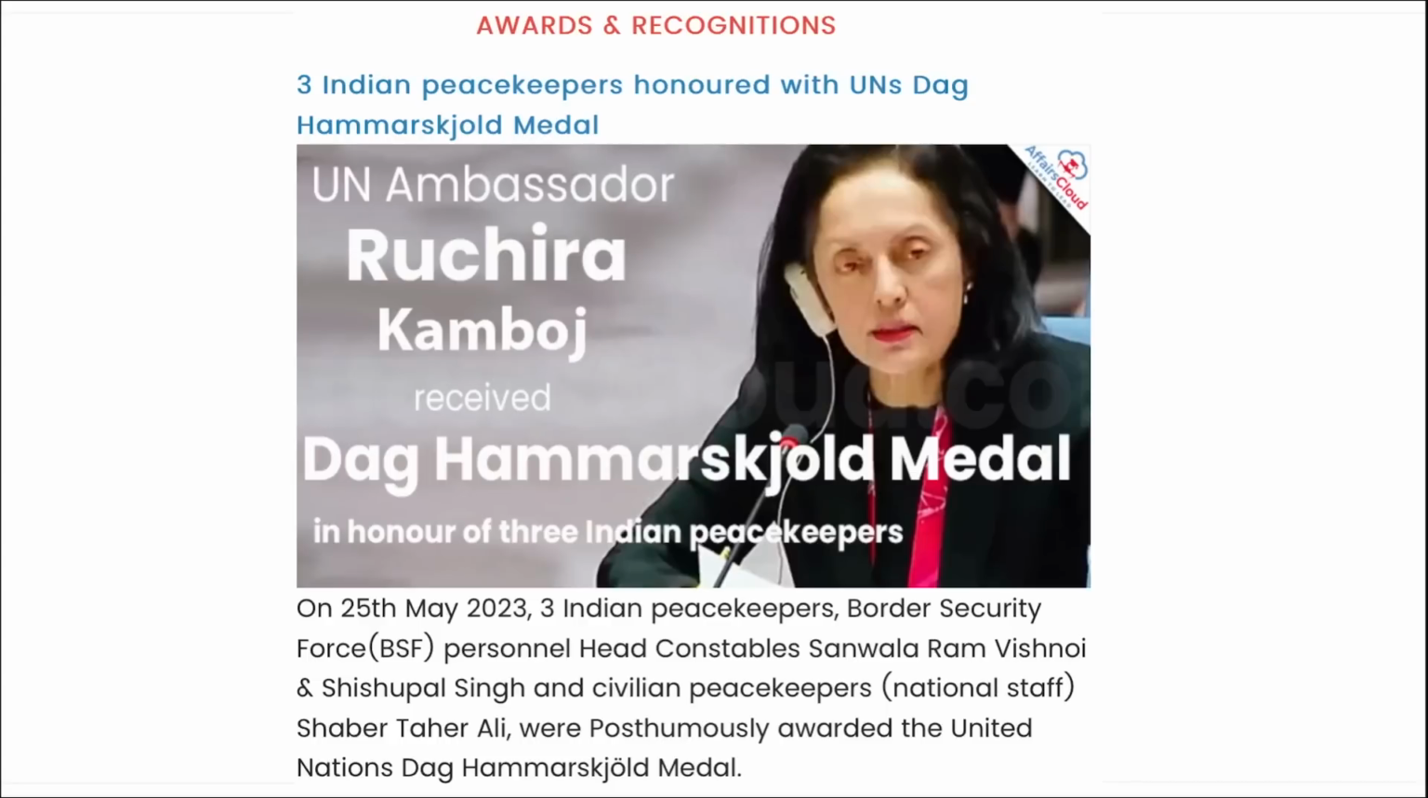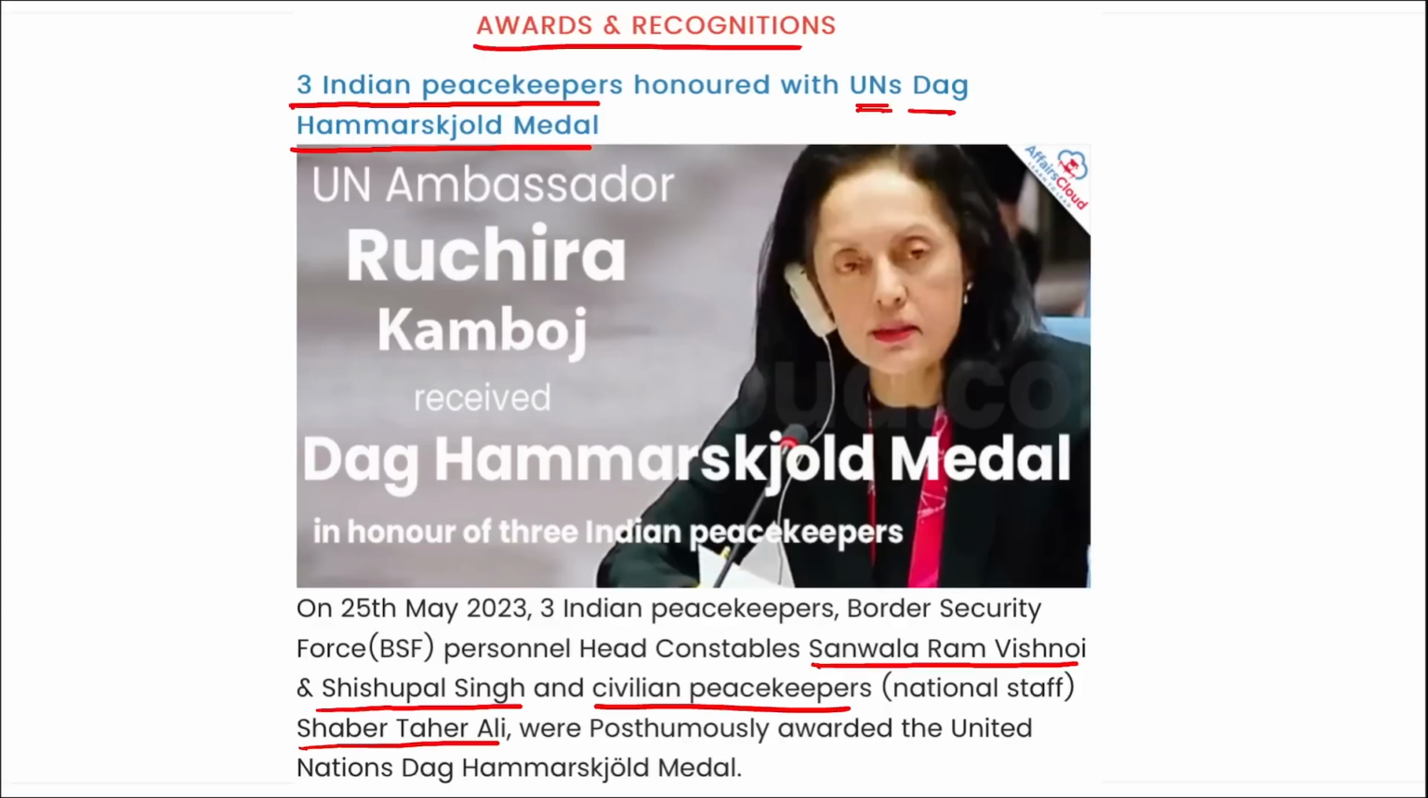Moving on. Next is awards and recognition. Three Indian peacekeepers honored with the United Nations Dag Hammarskjöld Medal, right? So remember, three Indian peacekeepers of Border Security Force personnel, Head Constable Sanwala Ram Vishnoi and Shishupal Singh, and a civilian peacekeeper Shabbir Tahir Ali. So who are these three persons? Sanwala Ram Vishnoi, Shishupal Singh and Shabbir Tahir Ali. They were posthumously awarded the United Nations Dag Hammarskjöld Medal.